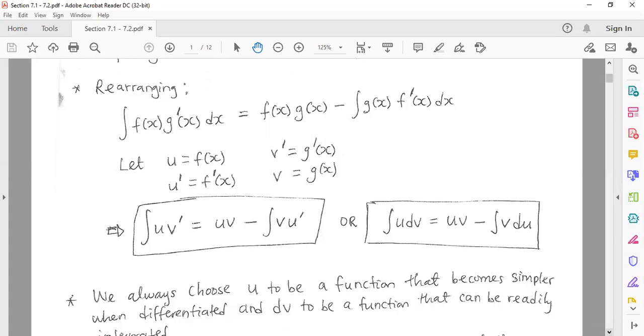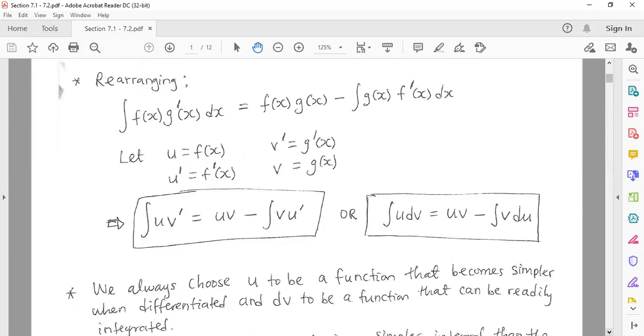Now the trick is, how do we choose between u and v prime? Very important. You need to know a u and you need to know a dv. The trick is that u has to be a function that becomes simpler when differentiated. I've been saying this for so many years, and students seem to think they understand when they don't actually understand. When I say a function gets simpler when differentiated, it means that, for example, if I differentiate x squared, which is a parabola, what do I get? I get a linear function. So it becomes 2x, it becomes linear. You see the power is dropping, all right?